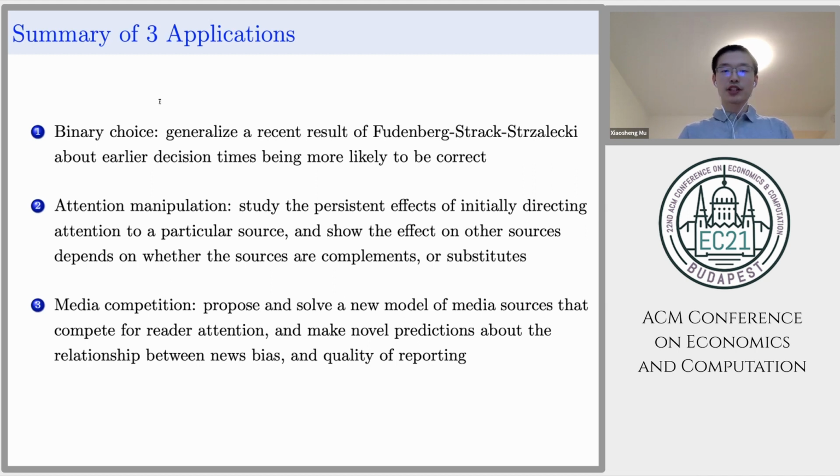In the second application, we study the persistent effects of a one-shot attention manipulation. And what we show is that this effect turns out to depend on whether the information sources are complements or substitutes. And in our last application, we propose and solve a new model of biased media competition where media sources compete for reader attention. And we make some novel predictions about the relationship between news bias and equilibrium quality of reporting. That's the end of the talk.